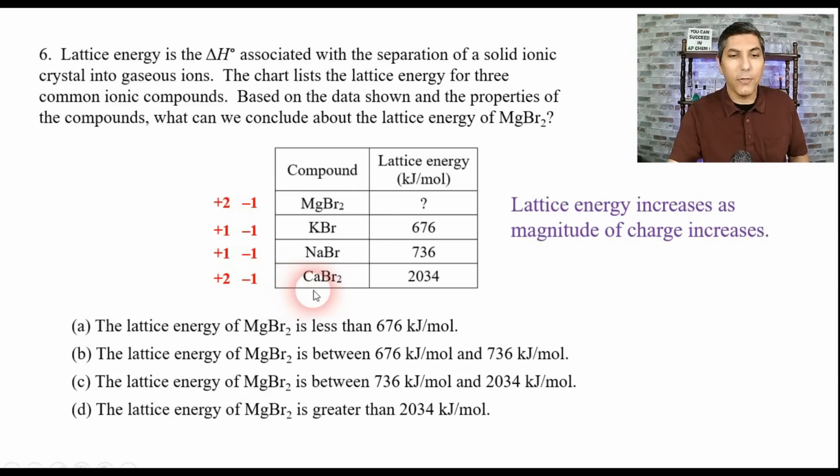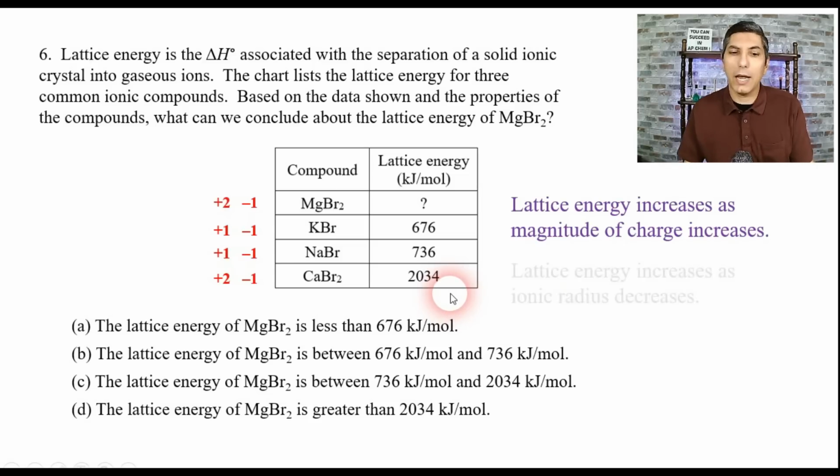So that tells us that they're both going to have lattice energies that are higher than those other 2. So we know that magnesium bromide is going to have to be greater than 736. But what if we have a tie like we have here? We have 2 compounds that are both +1 -1.